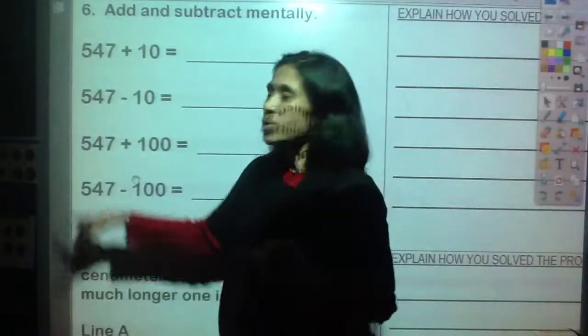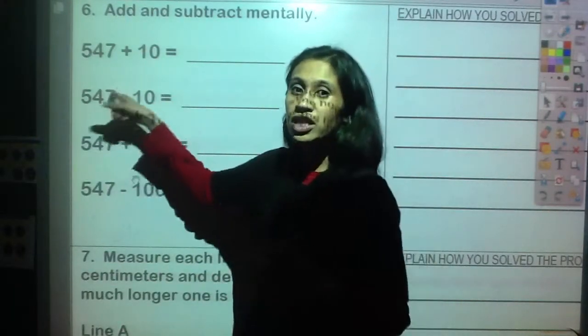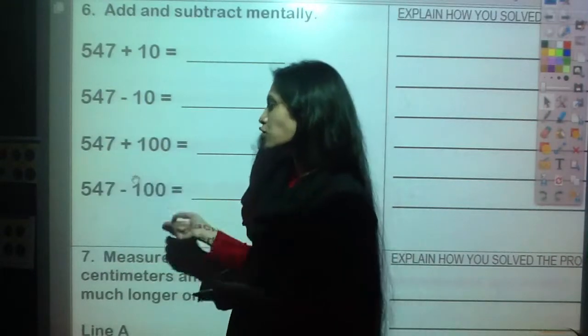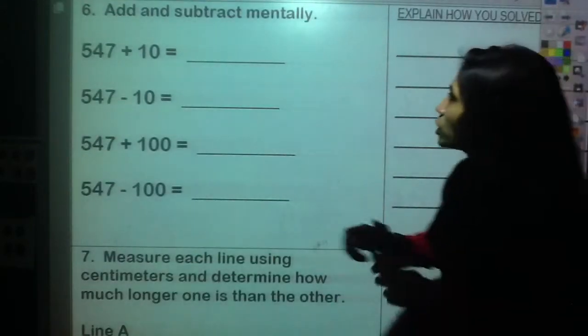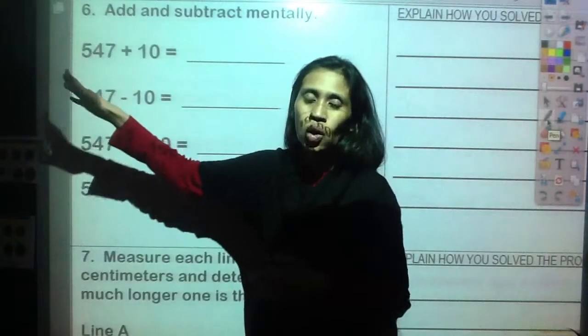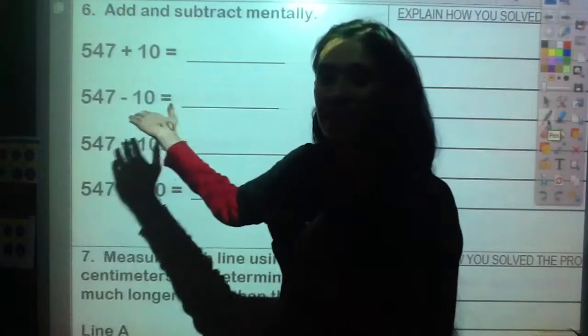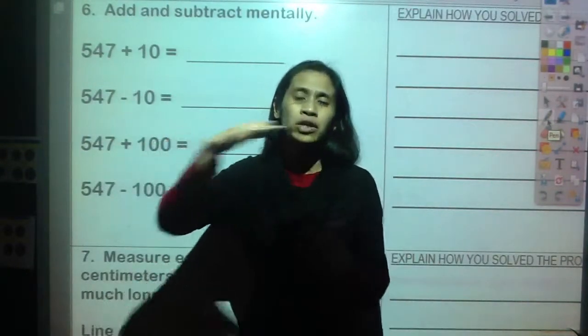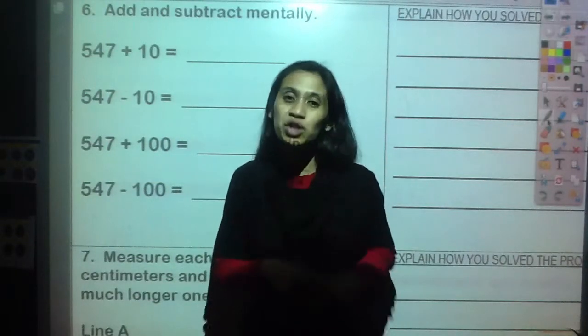So look, I have the same number, 547, but here we're going to add 10, then subtract 10. We're going to add 100 to it and then subtract 100 from that number. So, to add 10, we know we've been adding vertically, up and down, but something like this, you can actually do horizontally, sideways, okay? I'm going to give you the trick.